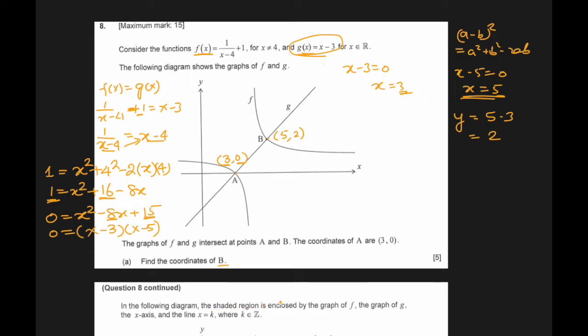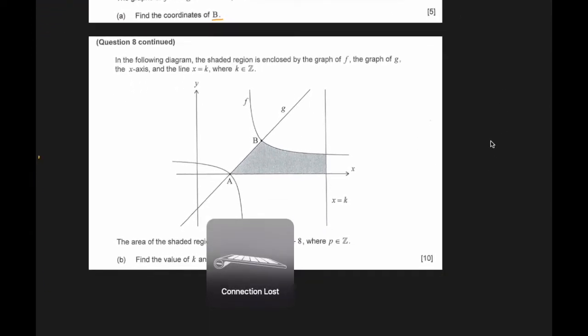In the following diagram, the shaded region is enclosed by the graph f. Okay, let me first make it visible and write these coordinates here: 3, 0 and 5, 2. Enclosed by f. This is f. The graph g, which is this g. The x-axis. This is the x-axis. And the line y equal to k. So these are the four lines which are enclosing this shaded part.